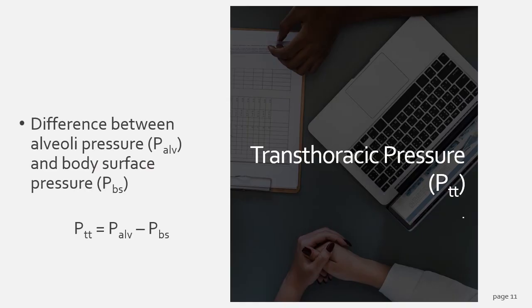The last pressure we'll talk about is transthoracic pressure. Transthoracic pressure is simply the difference between the alveolar pressure, the pressure in the alveoli, and the body surface pressure. The body surface pressure, remember, is also equal to atmospheric pressure. Let's look at an example.